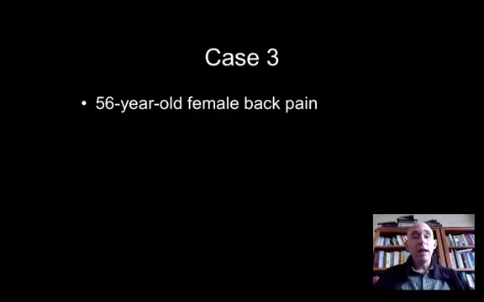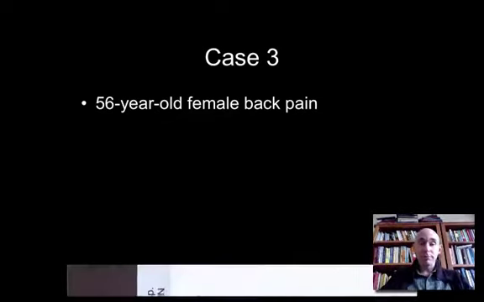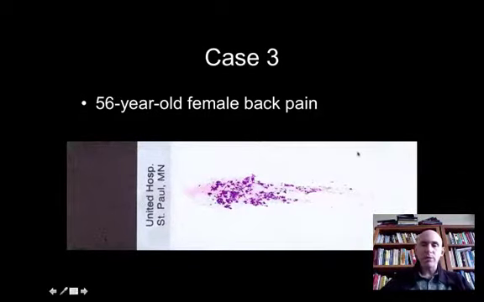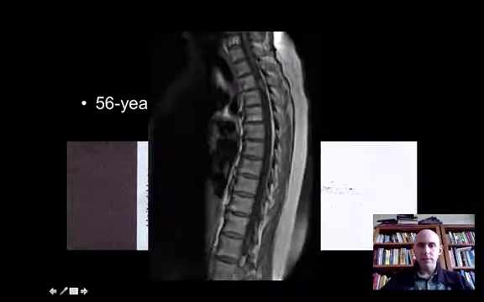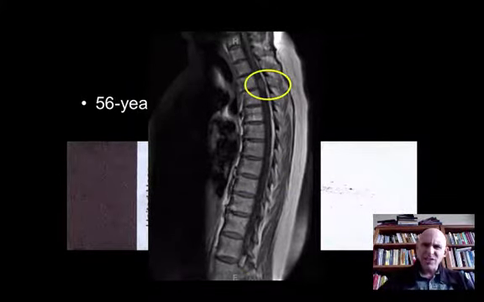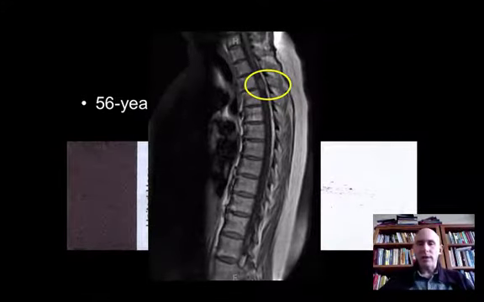So let's go on. The next case is that of a 56-year-old woman with back pain. Your PA makes a beautiful cytologic preparation for you. It's a very well-distributed smear. Particles seem to be holding together quite a lot. You diligently check the PACS system and you identify this lesion here. It's a very discrete lesion, and when you look into the report, you might find out that it's intradural extramedullary.